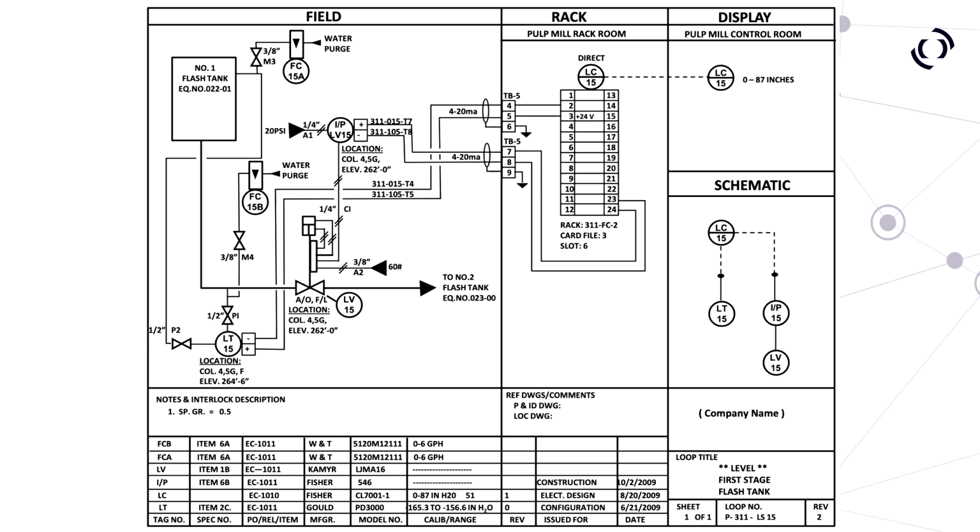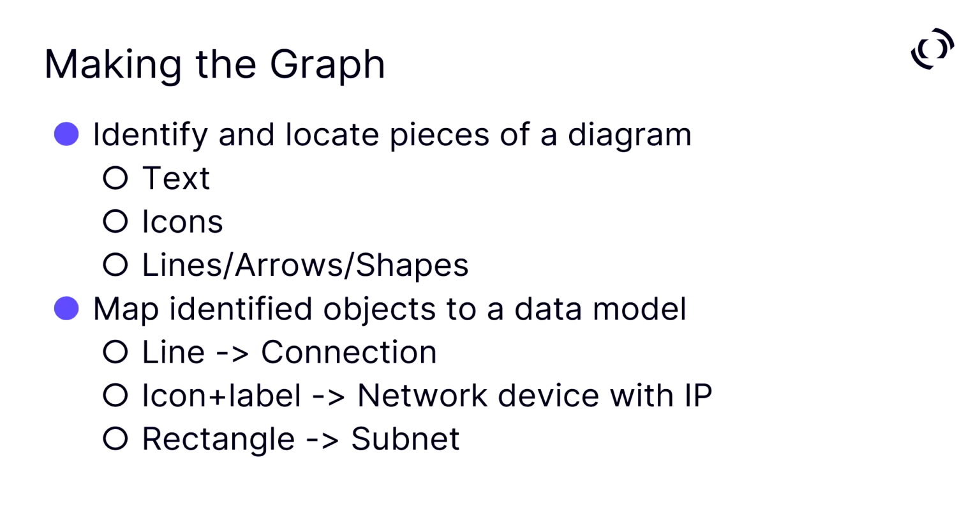So to make the graph, our basic plan is that we're going to identify and locate the very concrete, low-level pieces of a diagram, things like text, icons, lines, and shapes. And then as a separate step, we're going to worry about the meaning of those and try to map them to a data model. Things like a line might mean a network connection, an icon and a label might be a network device with an IP, a dotted rectangle might be around a subnet, things like that. So we're going to do a two-step process for this diagram parsing.